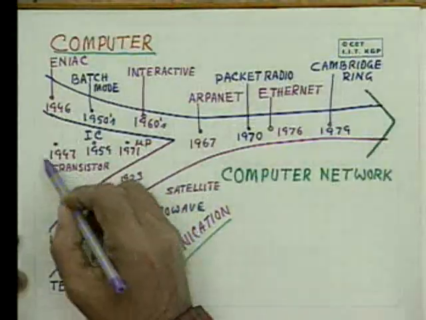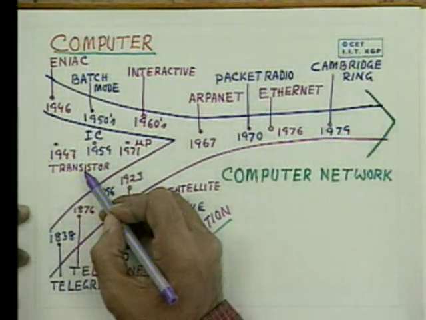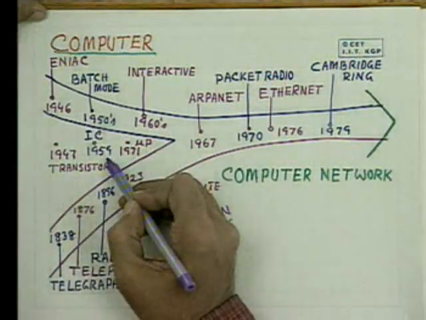So scenario changed in 60s, particularly because of some advancement in the transmission technology, communication technology, and also because of the invention of transistor in 1947. Invention of transistor acted as driving force for the development of communication technology as well as for the development of computers. So computers became little smaller, and many people were able to afford computers now.